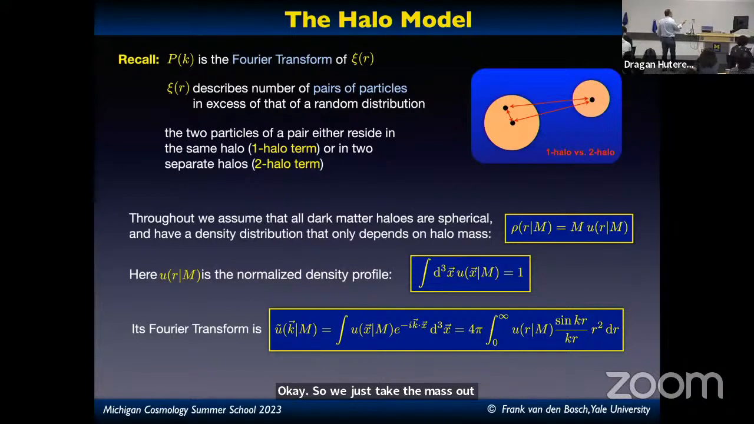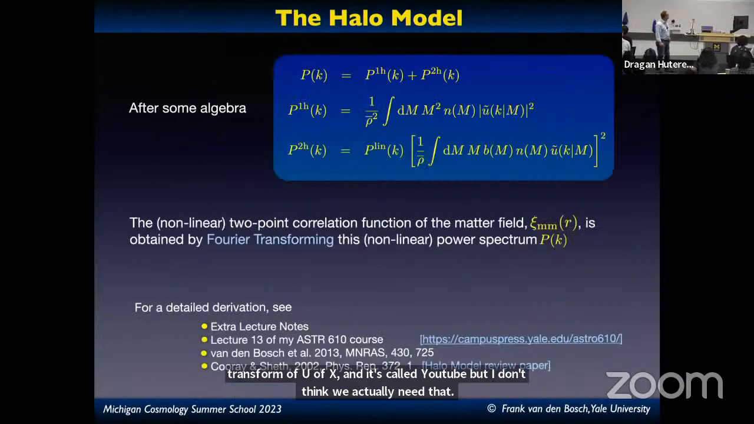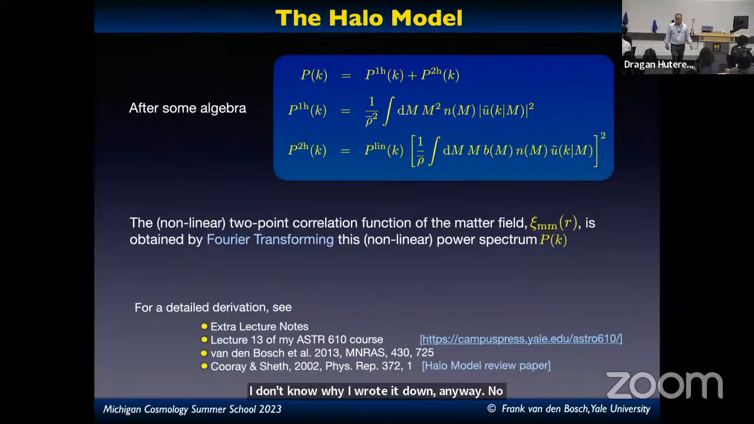And the Fourier transform of that thing is just given by the Fourier transform of u of x, and it's called u tilde of k. But I don't think we actually need that. I don't know why I wrote that down. Anyway, the whole point is, with these ingredients that I just told you, you do some algebra. And if you want to know the details, I'll make the lecture notes available, and in the end there are some extra lecture notes that you can read through, where I show the step-by-step derivation.